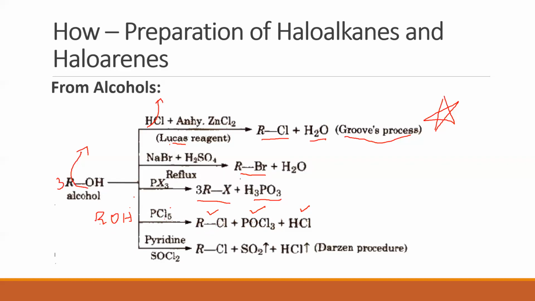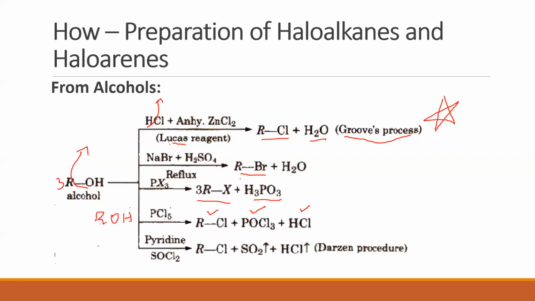Now you would have clearly seen the difference between the reaction of an alcohol with phosphorus trihalide and phosphorus pentahalide. In the case of phosphorus trihalide, you need to take 3 moles of the alcohol, whereas in the case of phosphorus pentachloride, you just need to take 1 mole of the alcohol. Clear? All right. Coming to the last method.